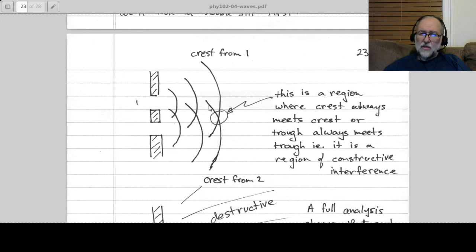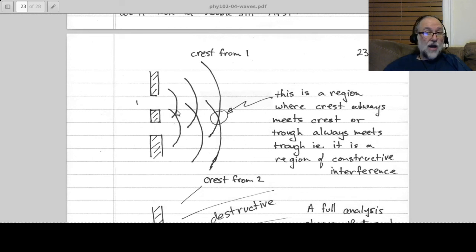I should say crest front. And what's happening right at this point, that region of space right there? I have the crest front from 1 and the crest front from 2 meeting one another, so crest meets crest and you get an extra big crest. So this is a point of constructive interference. This is also a point of constructive interference, and that's also a point of constructive interference.